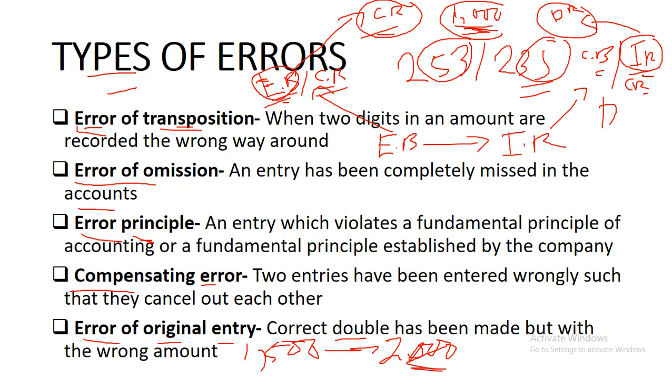So you need to understand these errors. Error of transposition: two digits have been recorded the wrong way around. Error of omission: an entry has not been recorded anywhere in the accounts. Error of principle: instead of recording a sale, we record a purchase, so it violates the fundamental principle of accounting. Compensating error: two entries have been recorded wrongly such that they cancel out each other. Original entry: we make the correct double entry, but with the wrong amount.